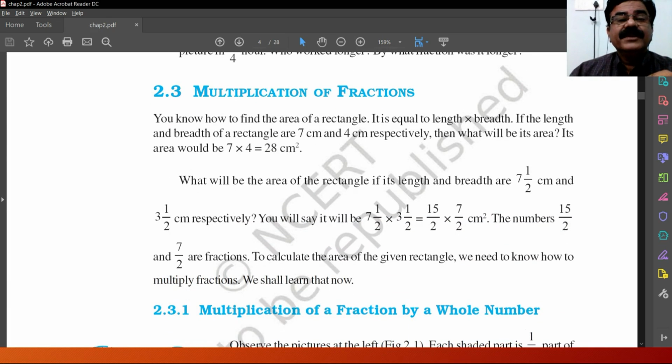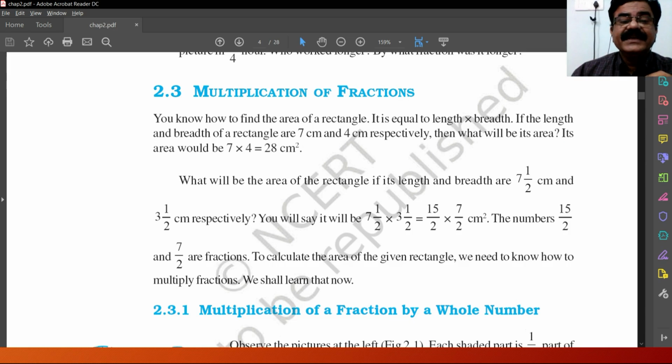Now, multiplication of fractions. You know how to find the area of a rectangle. It is equal to length times breadth. If the length and breadth of a rectangle are 7 cm and 4 cm respectively, then what will be its area? Its area would be 7 into 4, 28 cm square.